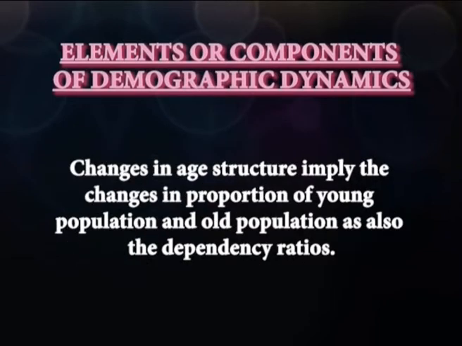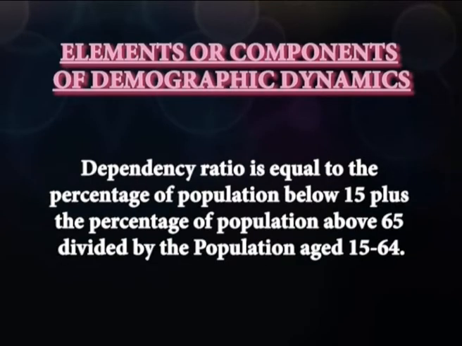Changes in the age structure imply changes in the proportion of young population and old population, as also the dependency ratios. Dependency ratio is equal to the percentage of population below 15 added to the percentage of population above 65, divided by population age 15 to 64.